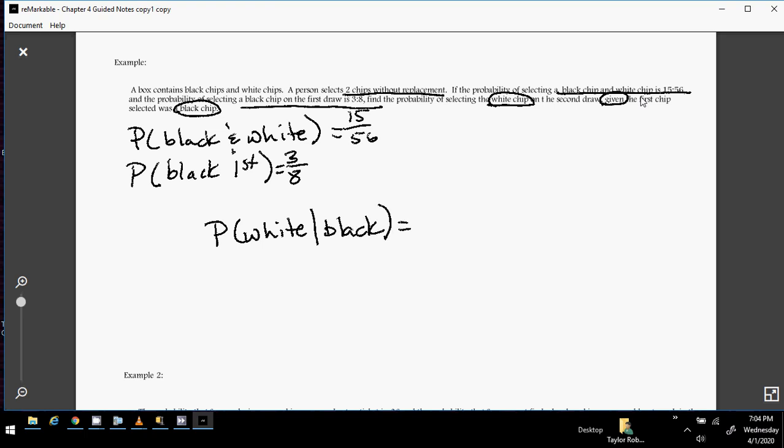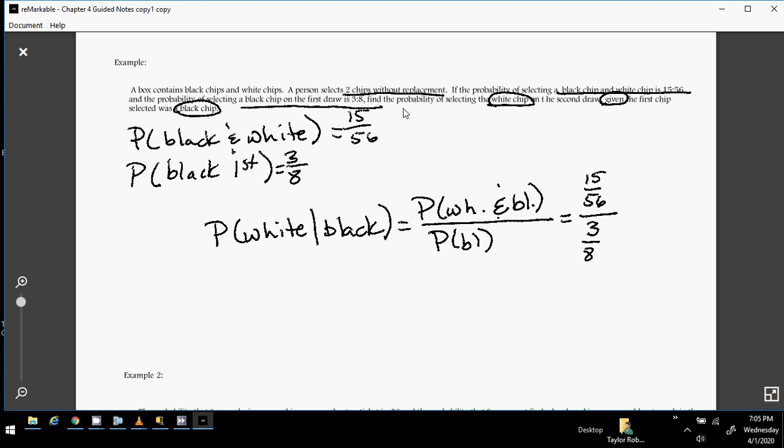Okay, so if you look up above where it says our equation, we're going to put the and on top. So that would be white and black on top. And then if you look at this as a fraction here, this will be white over black, which means black will be on the bottom. So probability of black. So now we'll just look at the different fractions that they gave us. Black and white goes on top. That would be 15 out of 56. And then on the bottom we have 3 out of 8.